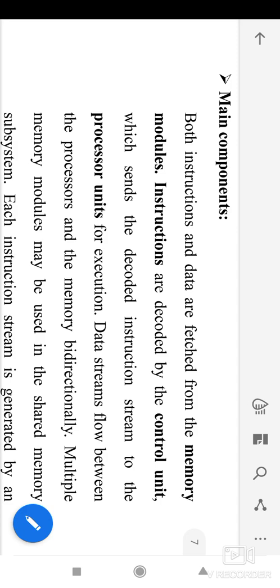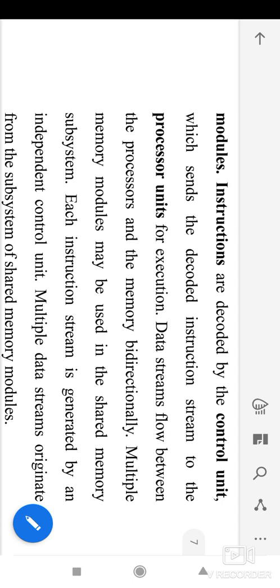In all these architectures, both instructions and data are saved in the memory modules, and they are fetched from the memory. Instructions fetched from the memory are decoded by the control unit, which sends the decoded instruction stream to the processor units for execution. Data streams flow between the processors and the memory bidirectionally. For an operation, the operands are fetched from the memory and sent to the processor, some calculations are performed on them, and the results are sent back to the memory for storage. That is why the data stream flow between the processors and the memory is bidirectional.